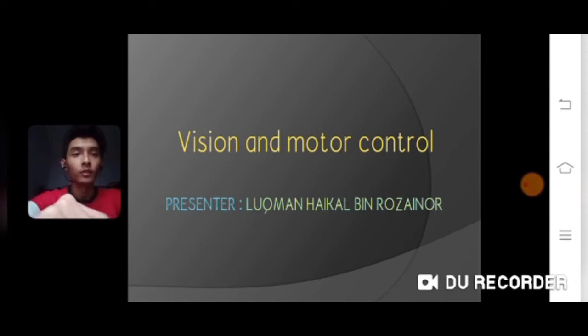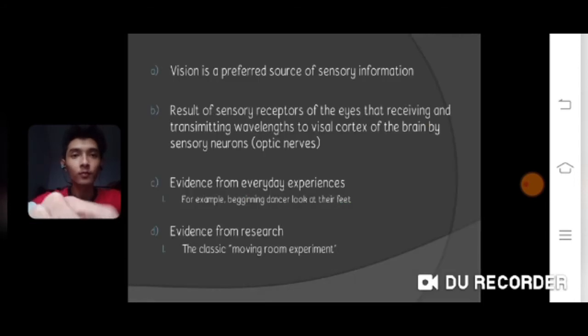Okay, and my topic is vision and motor control. First, vision is a preferred source of sensory information. Vision comes from the result of the sensory receptors of the eyes receiving and transmitting wavelengths to the visual cortex of the brain by a sensory neuron, which is the optic nerve.